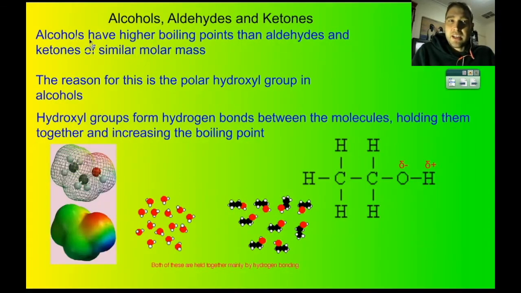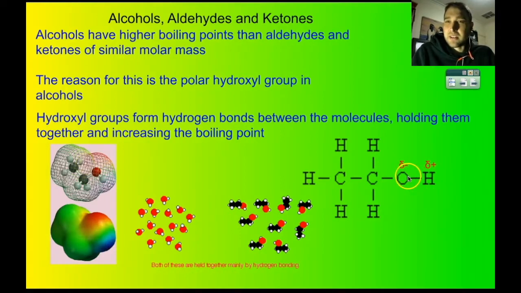Now we're going to have a look at how alcohols compare to aldehydes and ketones of a similar molar mass. What happens is you'll see the alcohols will always have a higher boiling point compared to a similar aldehyde or ketone based on the molar mass. And the reason for that is the hydroxyl group that's present in alcohol. So if you look at ethanol down here, we've got the hydroxyl group, the OH group. It's a really polar group.